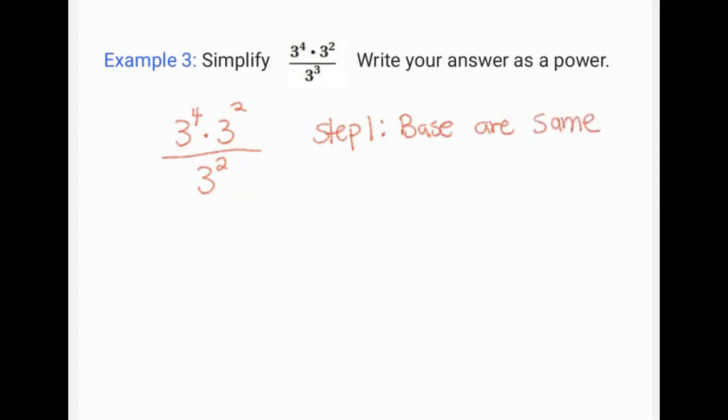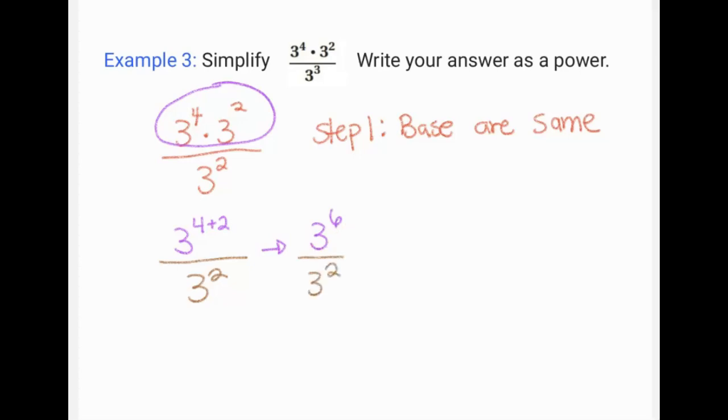The rule that we learned in the last lesson says that if you multiply, we go ahead and add our exponents. So in this case, it will be 3 to the 4th power plus 2, and we're rewriting the denominator as 3 to the 3rd power. Let's simplify the numerator. That becomes 3 to the 6th power, all divided by 3 to the 3rd power.